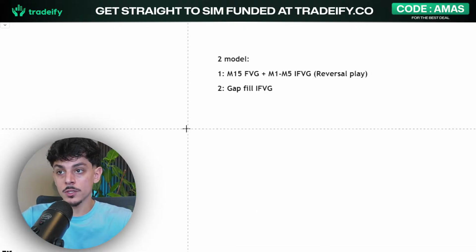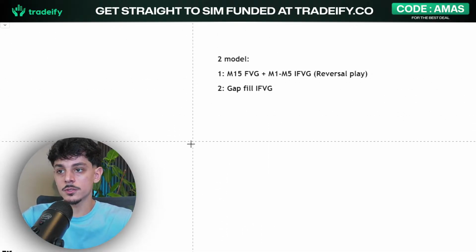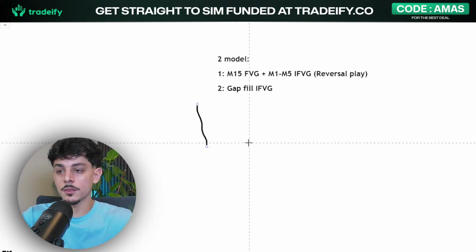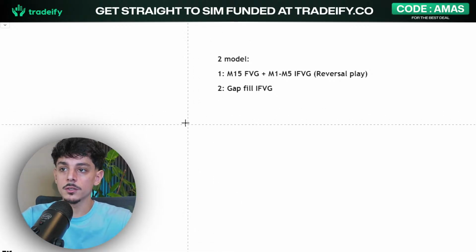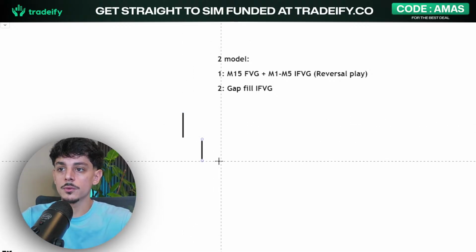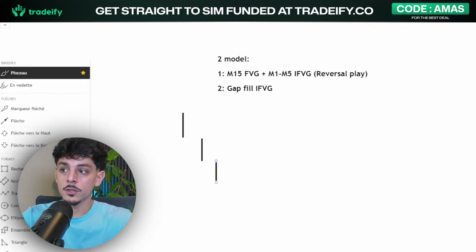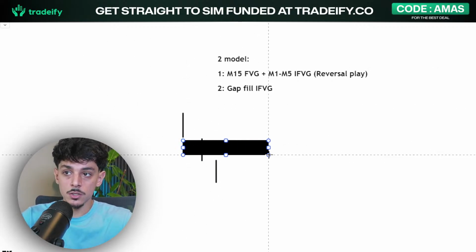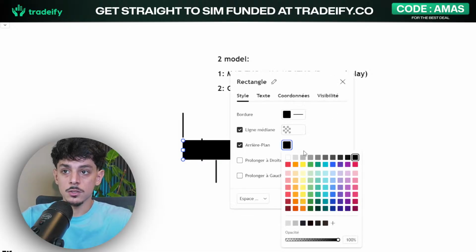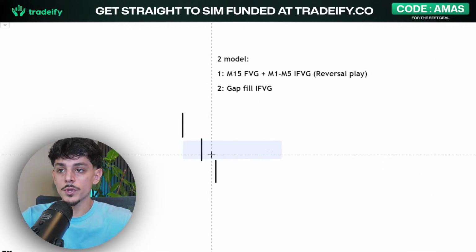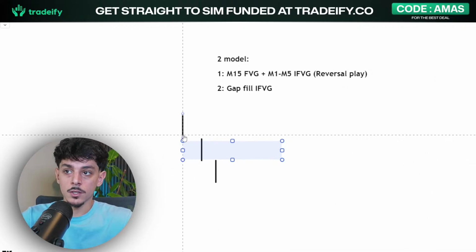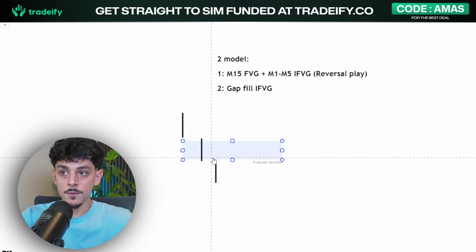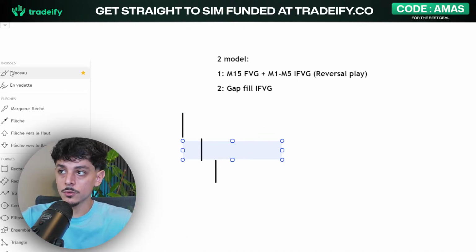Like the entry models, you guys already know it, but an inverse looks like this. So you have a 3 candle pattern, 1, 2, 3. The wick of the first candle doesn't touch. You see this? So I put it in blue. The down wick of the first candle doesn't tap the up wick of the third candle, which creates a gap.